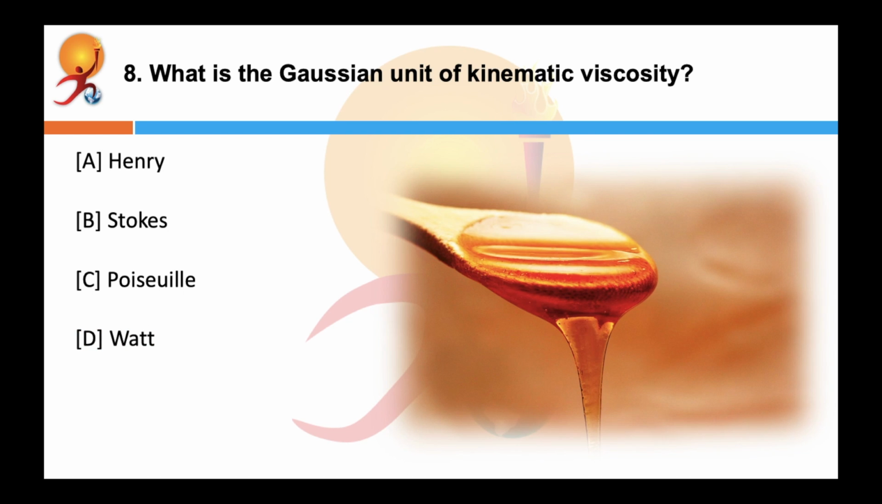What is the Gaussian unit of kinematic viscosity? Correct answer is B. Stokes. The Gaussian unit of kinematic viscosity is Stokes, and 10,000 Stokes equals 1 square meter per second.